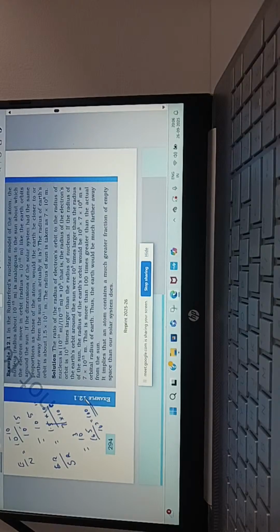So when you compare like this, atoms have a lot of space. It is almost 100 times greater than that of the solar system when you compare the radii. Still it is not clear? Yes, sir. I understood, sir.